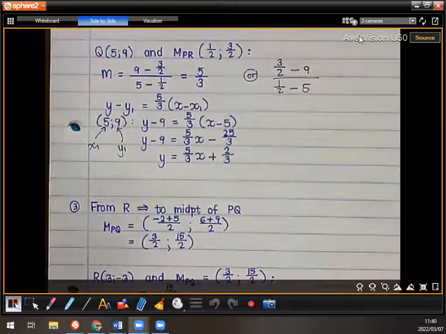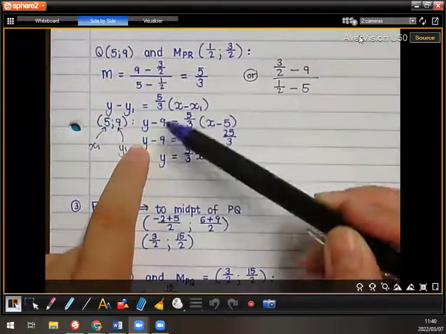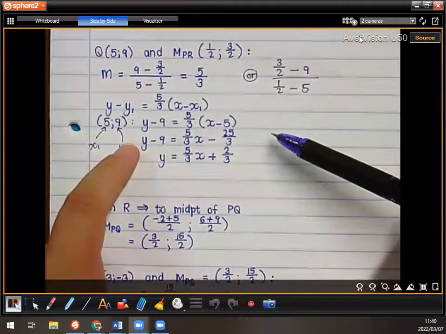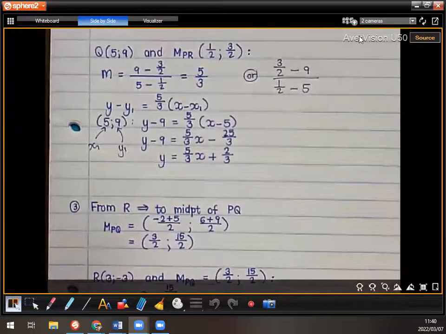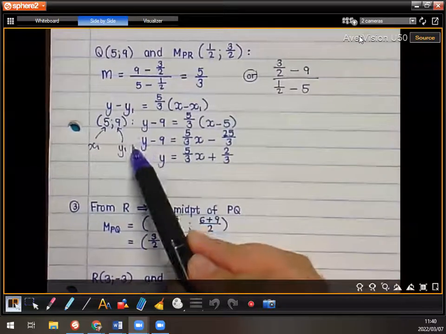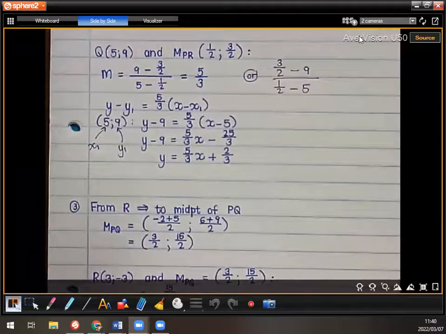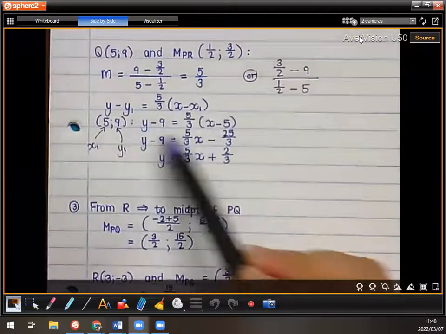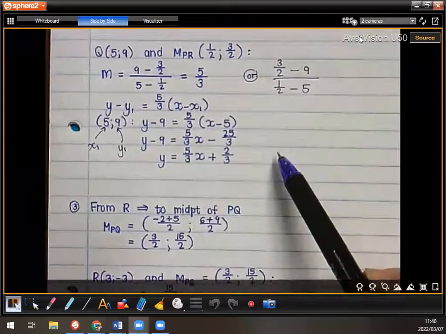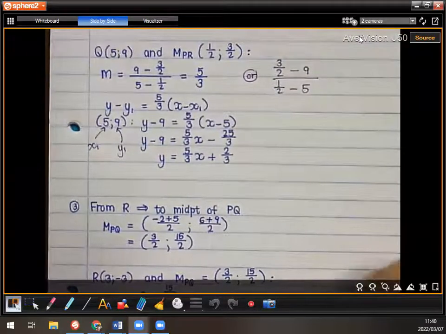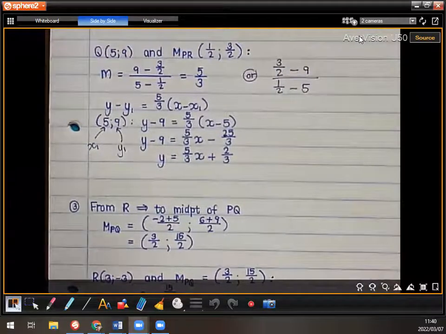So I'm worried that some of you might have seen this and thought, okay, let's multiply each term by 3, because then I'm not going to have denominators anymore. But guys, the point here is to get y equals something with an x and then a number. If I multiply each term by 3, I'm going to get a 3y, which I don't want. It has to be y equals everything else. Okay, so that is why in this case, I'm not multiplying each term by 3 to get rid of those denominators. Okay, any questions on that one?